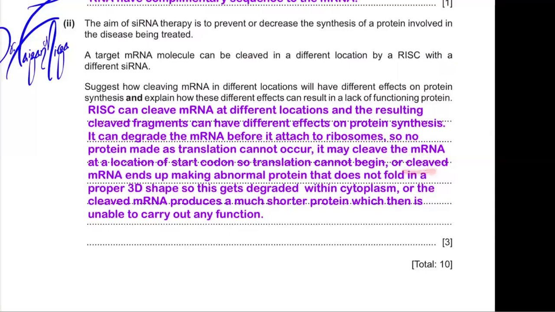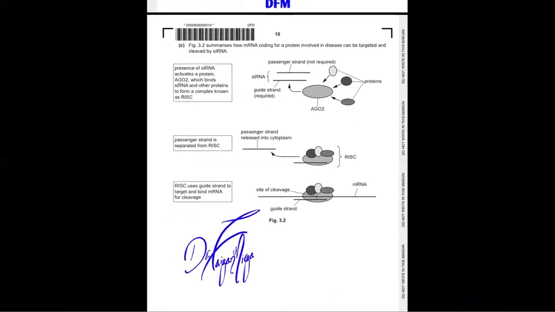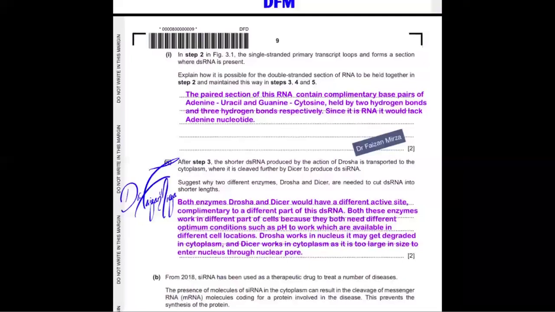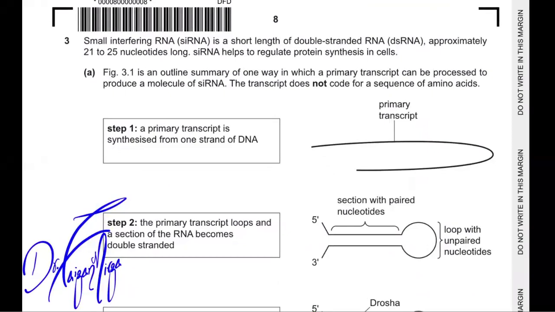Or it can cleave the mRNA so that the cleaved fragment ends up making an abnormal protein that does not fold into a proper 3D shape, and so it gets degraded in the cytoplasm, or the cleaved mRNA produces a much shorter protein, which is then unable to carry out any function. So it's a 10-mark question, and on the surface, this question looks quite scary, but it's not. The idea is that they are just testing the knowledge that you have regarding protein synthesis, mRNA, complementary base pairing, the sites within the cell, and pretty much that's it.